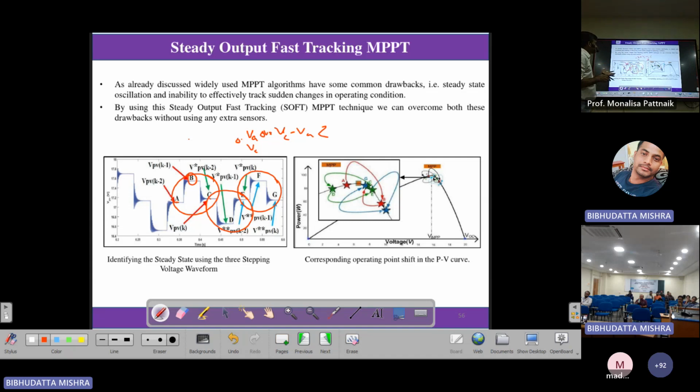But we may ask, that is only if it is operating at the same insolation. If there is an insolation change, then what will happen? It should actually start tracking again. For that, I told you about the difference. Whenever there is an insolation change, del V and del I are both nonzero. If del V is greater than some threshold and del I is greater than some threshold, then the irradiation change is detected, and it should come out from this steady state and start tracking again.